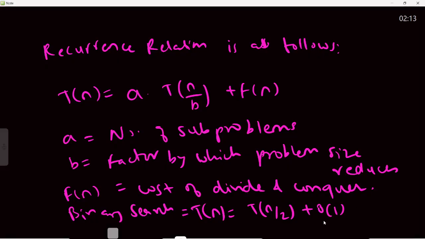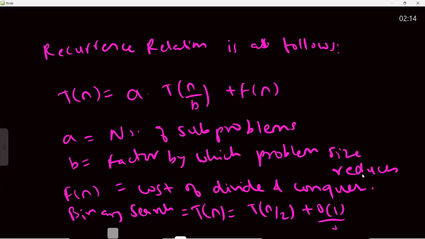Now what is this order of 1? Order of 1 is to find the mid and to compare whether the mid is greater or smaller. For this, order of 1 is required. If mid is found to be the target, it will return accordingly.